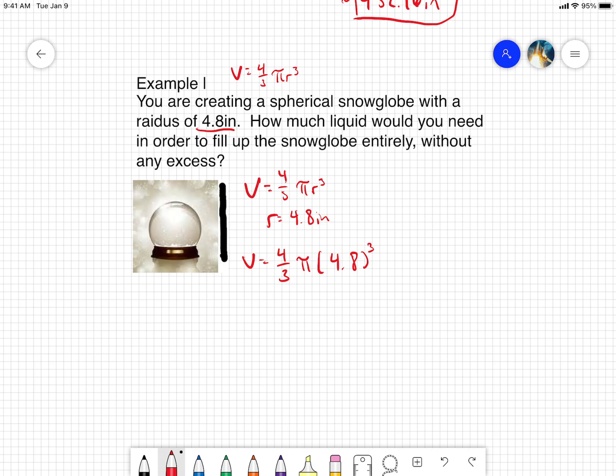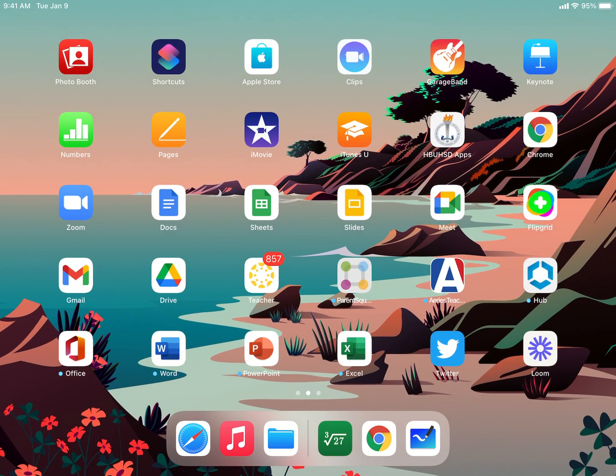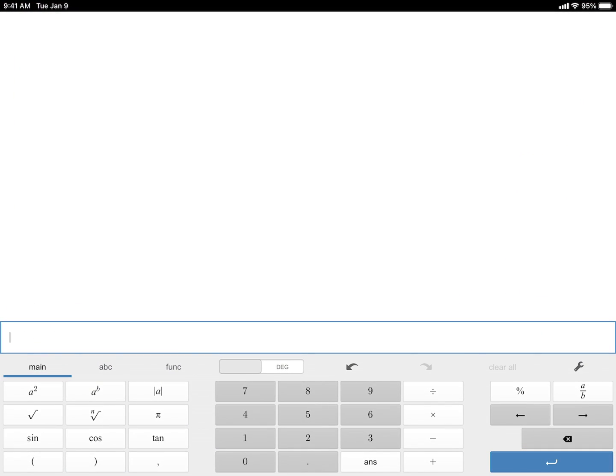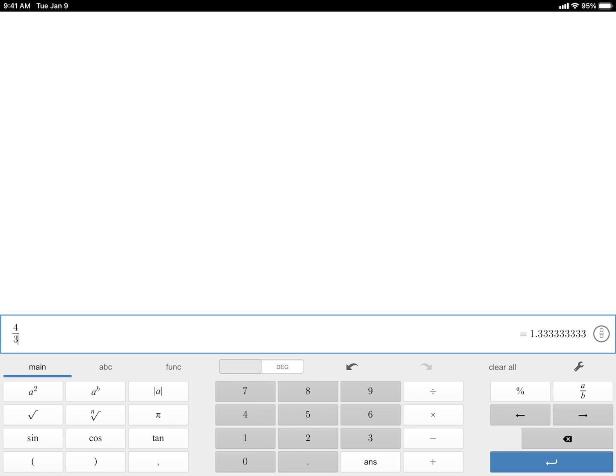Now I know that looks like a very complicated problem, so we're going to go ahead and use Desmos. For Desmos, we're going to go 4/3 pi times 4.8, cubed. Okay. And we get that.